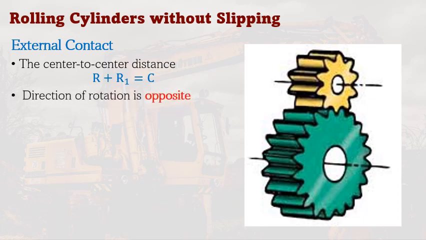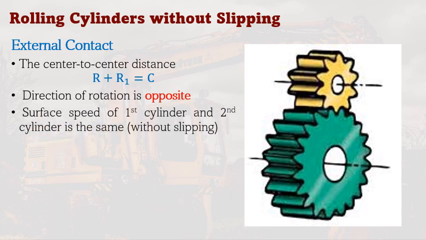The direction of rotation, if they are contacting externally, is opposite. The surface speed of the first cylinder and the second cylinder is the same if there is no slipping with respect to the point of contact. So, because of this, their linear velocity at that point will be the same. Since velocity is defined as 2 pi r n, then 2 pi r n of the first cylinder is equal to 2 pi r1 n1 of the other cylinder.